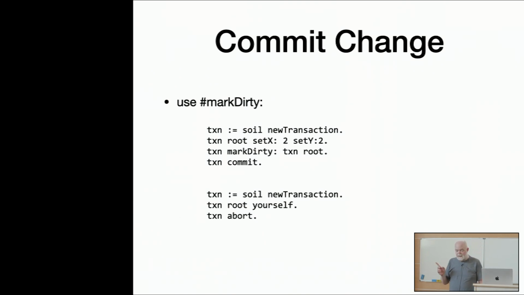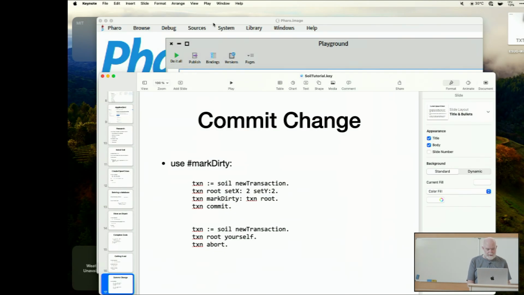I will discuss at the end that this will go away. So this is an intermediate need, which can make the use a bit annoying. That's why it will disappear in version 4, I guess. So we mark dirty the object that we changed, and then we commit the transaction, and then we can read it back. So let's try that in Faro.